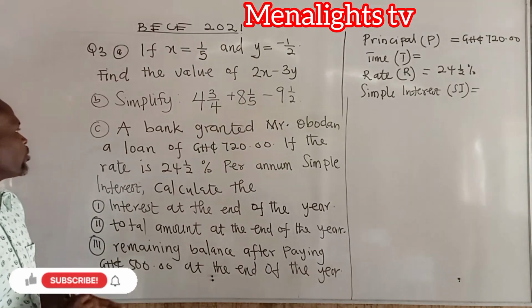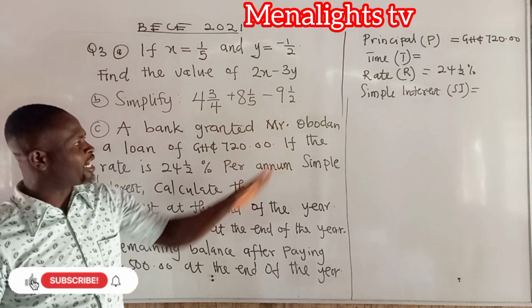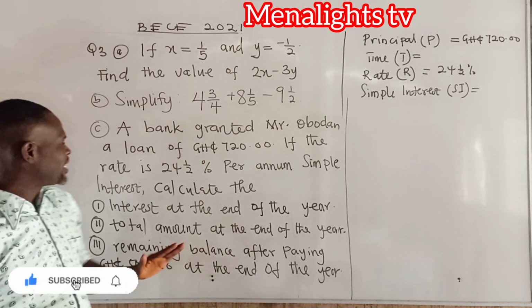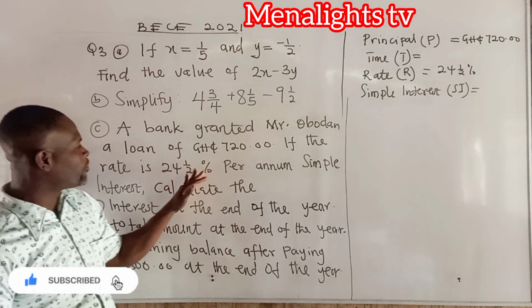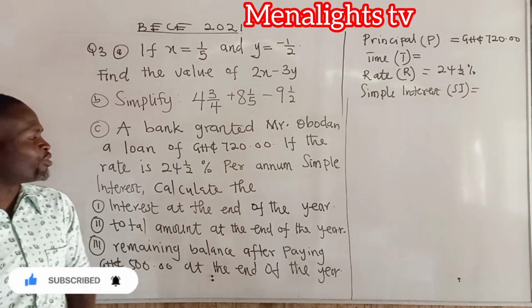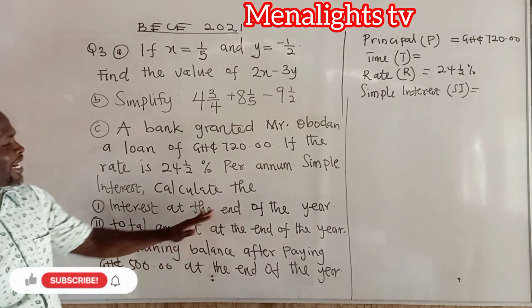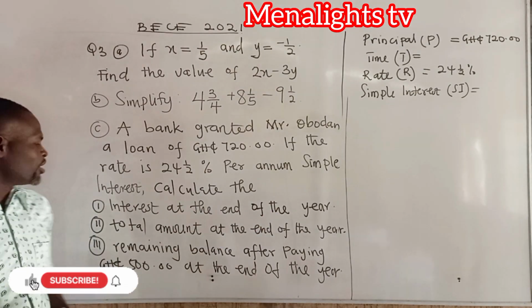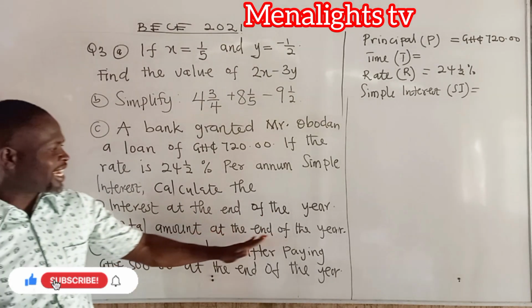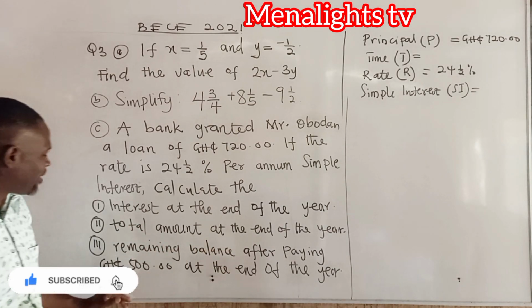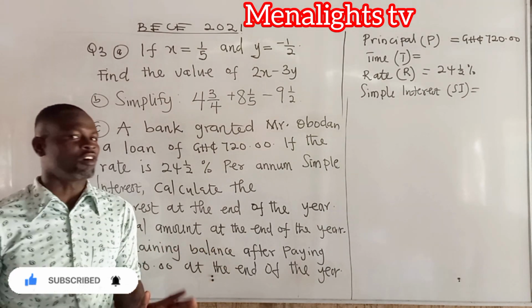Part of the question: a bank granted Mr. Ubadan a loan of 720 cedis. If the rate is 24.5% per annum simple interest, calculate the interest at the end of the year. Then, find the total amount at the end of the year, and then the remaining balance after paying 500 cedis at the end of the year.